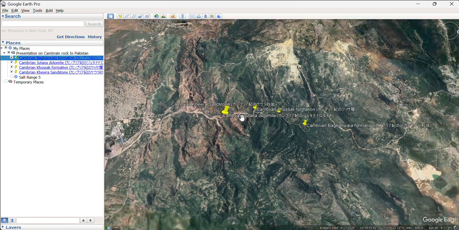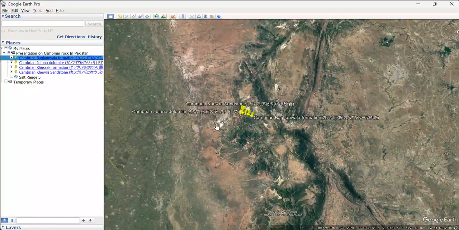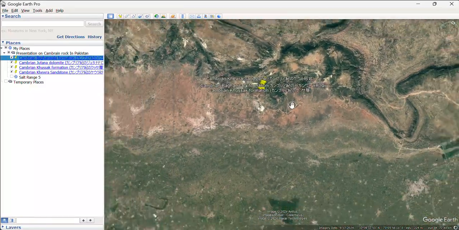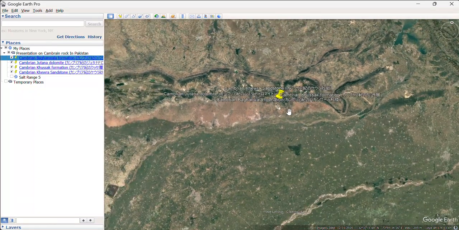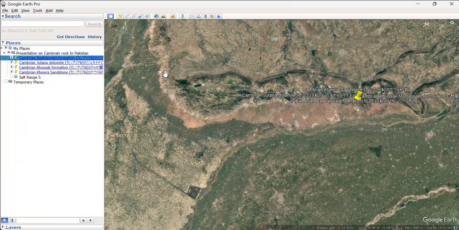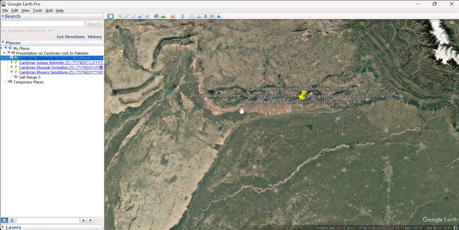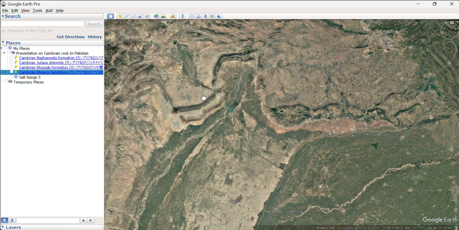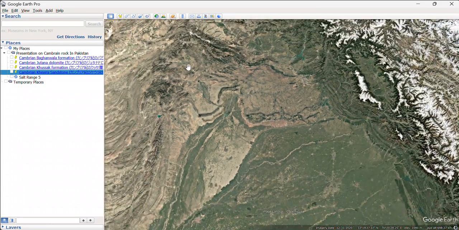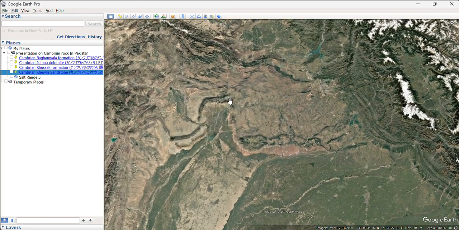eastern Salt Range. In the eastern Salt Range is the deposition of the Jhelum Group or Cambrian strata, and this part is the elevated place. But during the Mesozoic to Cenozoic, the western Salt Range was uplifted and the eastern Salt Range was subducted. So mostly we find in this area the Mesozoic and Cenozoic stratigraphy or sedimentology.